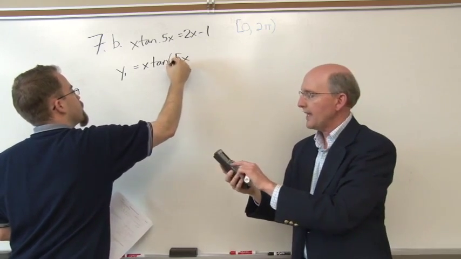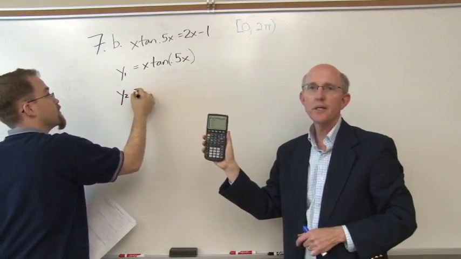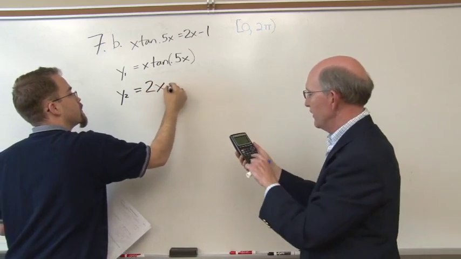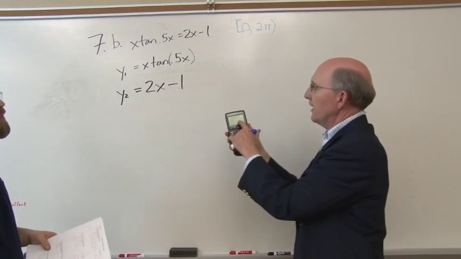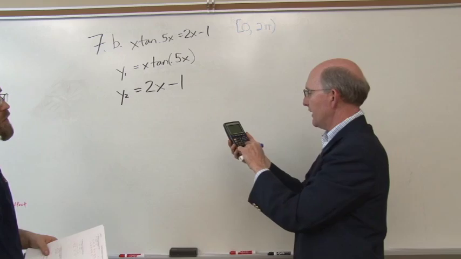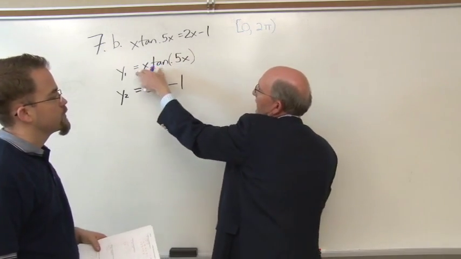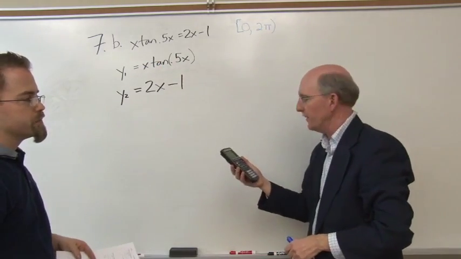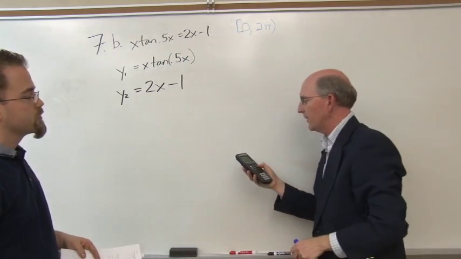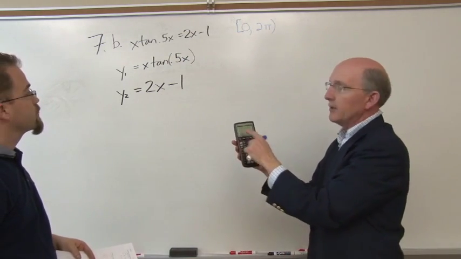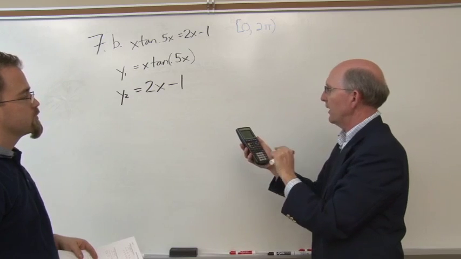So we're going to press y equals again, and we're going to clear out the old function that was there, and we're going to put in this new one, x times tangent, and notice parentheses will come up, put in 0.5x and close the parentheses. That takes care of the entire left side as your first equation. Then we go to the other side, which is a simple linear equation. You probably know what that's going to look like. Arrow down to y2 and put in 2 times x minus 1.